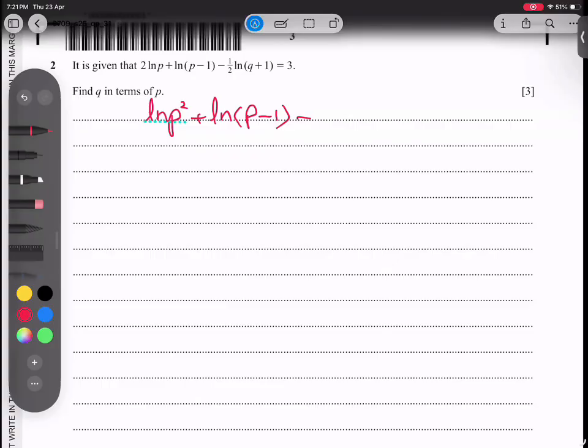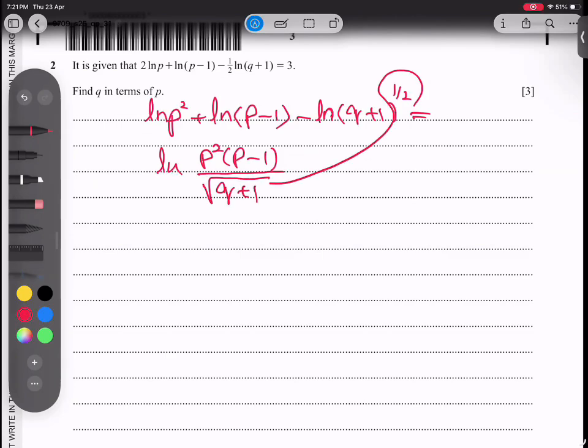But here I can take half in the power: logarithm (Q plus 1) to the power half. Now I can combine, because there is no number in front, and no number here. How do I combine? P square times (P minus 1) divided by Q to the power root, or the same thing. So half power or root, same meaning.